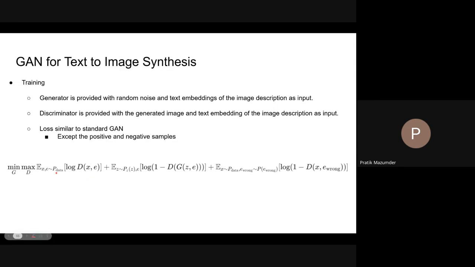So if you are picking real data and the corresponding correct label, then your discriminator will try to give you 1. Whereas if you're picking a fake image, even if you have the real embedding, the discriminator will try to give you 0. And if you're picking real data but some wrong description, then your discriminator will try to give you 0. Whereas your generator will try to do something opposite. It will try to reduce this particular term while increasing this, so that the generated images actually give you 1. And that way, both of them are again playing against each other.